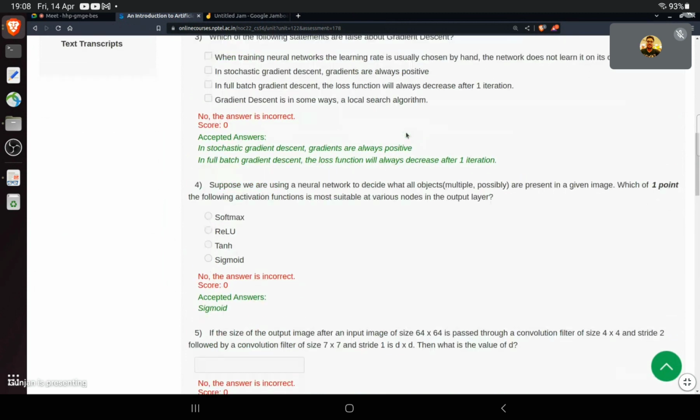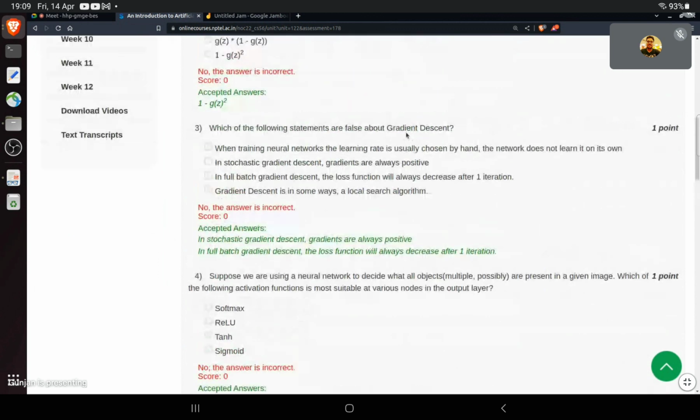Whenever you're doing gradient descent, you're taking a step in the direction of the gradient, right? And your gradient is in your local neighborhood itself. The state that you will end up in is in your neighborhood itself. So you're doing kind of a local search algorithm.